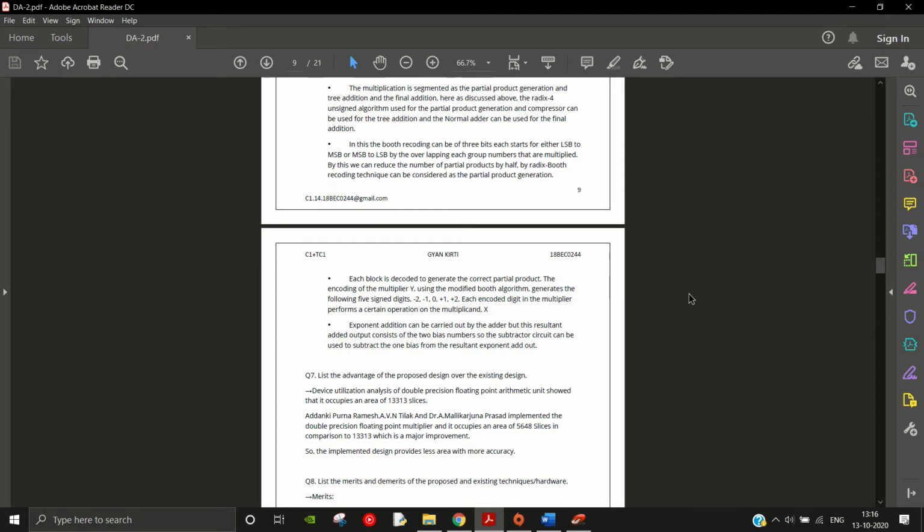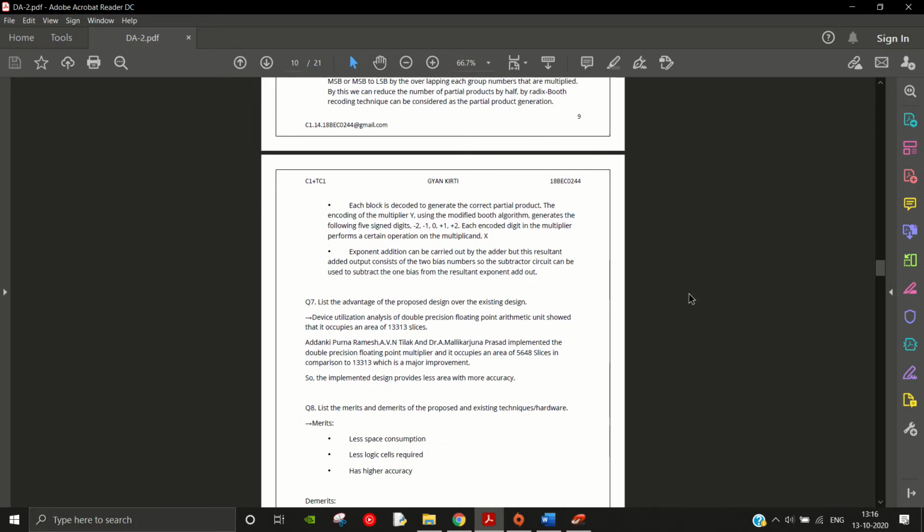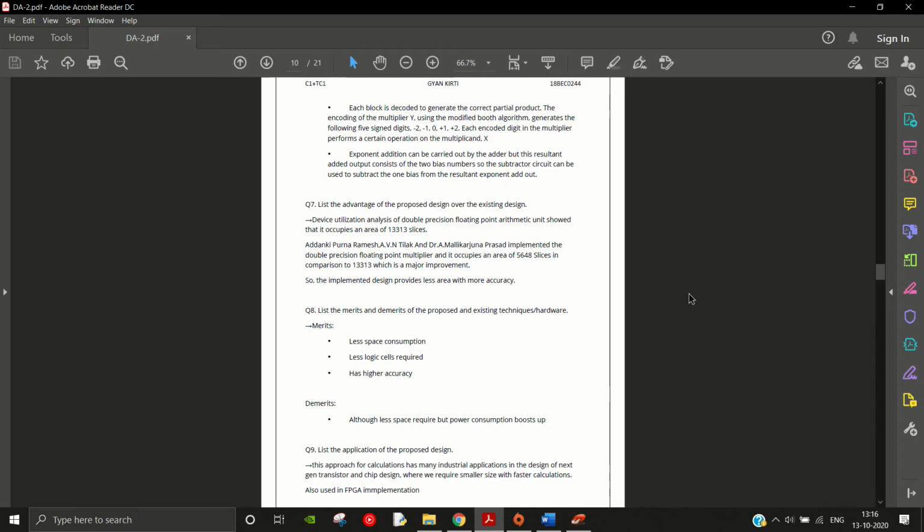Exponent addition can also be carried out by the adder, but this resultant added output consists of two bias numbers, so a subtractor circuit can be used to subtract one bias from the resultant exponent addition output. So moving on to the next question.